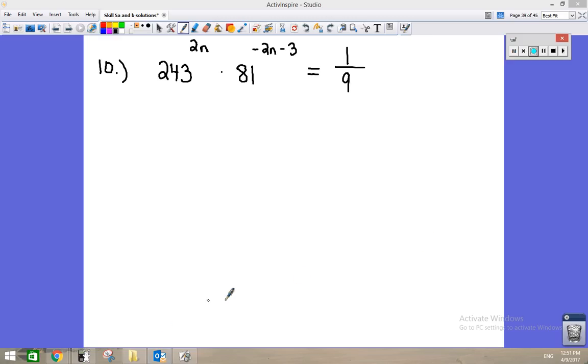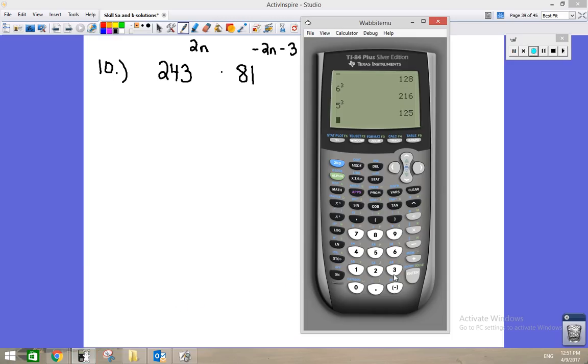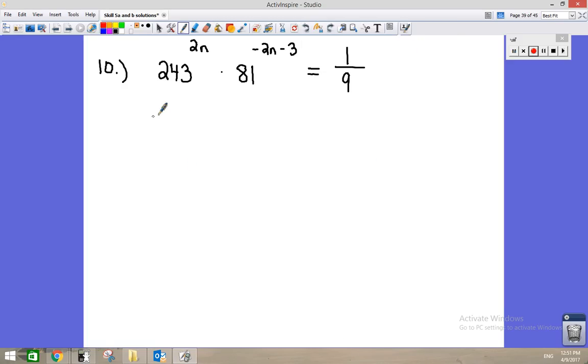243, let's see, is 3 the base that we want? 3 raised to the 6th power is what? 729. 3 raised to the 5th power, 243. Alright. So this 243 can be rewritten as 3 to the 5th power. That 243 is being raised right now to the 2n power.